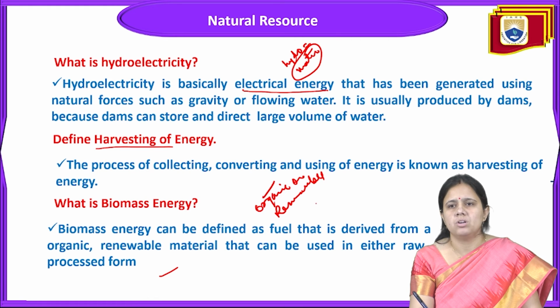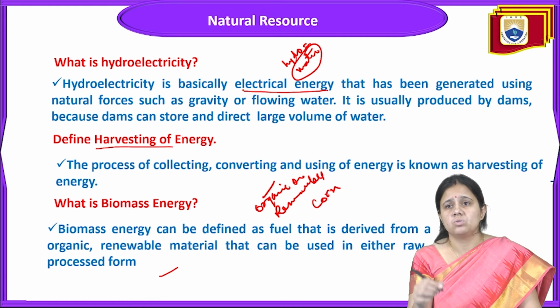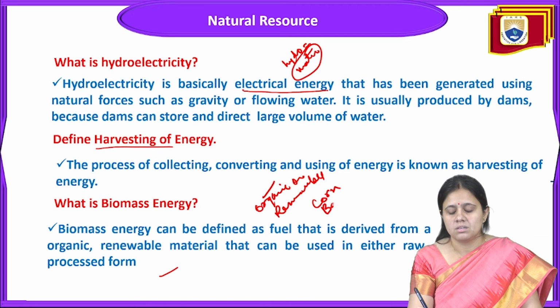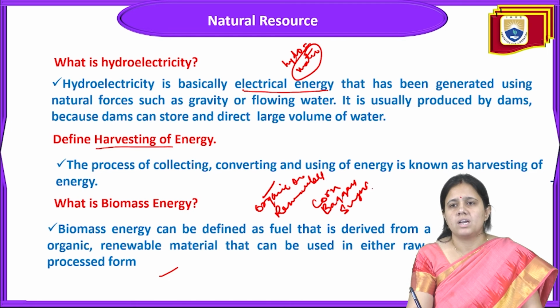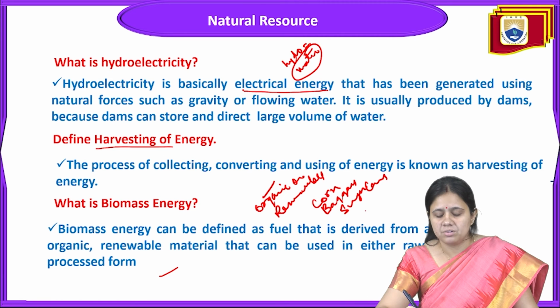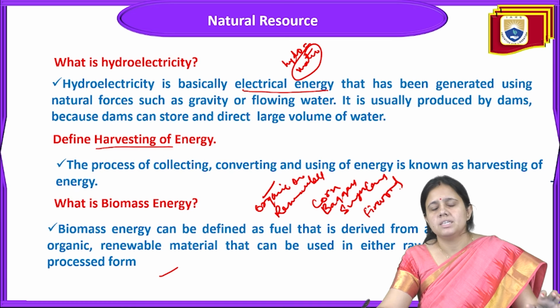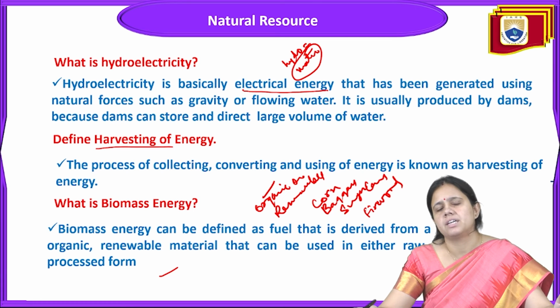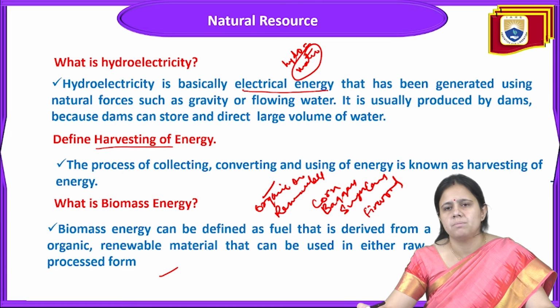Organic means, for example, corn. Bagasse and sugar cane are all examples of this biomass energy. Sometimes firewood is also an example of biomass energy. It is defined as the fuel that is derived from any organic renewable materials.